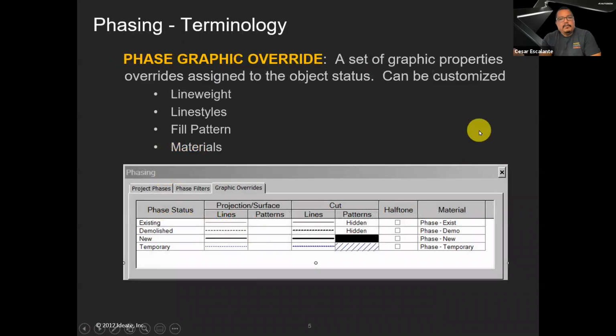A phase graphic override is a set of line weight properties or cut patterns associated with an object status. You can customize it, but out of the box, existing elements have a grayscale. If you don't like the gray color, if you want a lighter one, you can always come back and change it. So existing elements, meaning elements that were created in the previous phase and demolished in the current phase, they receive a graphic override.